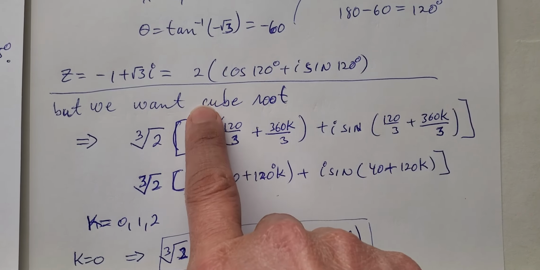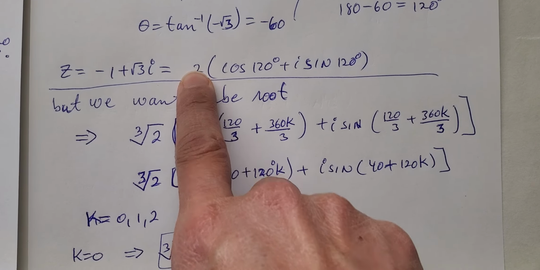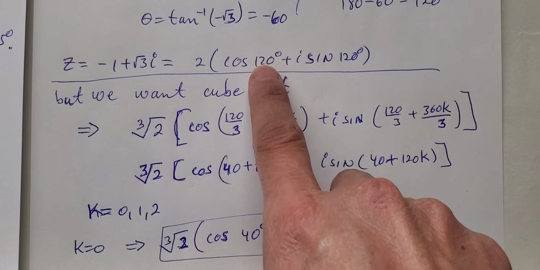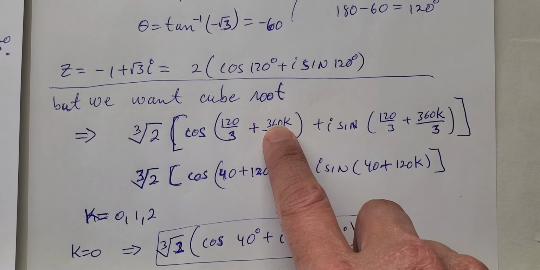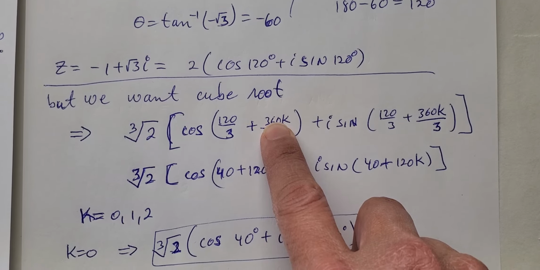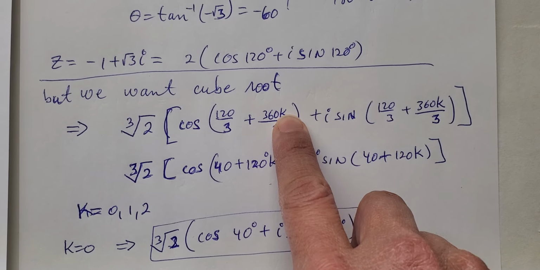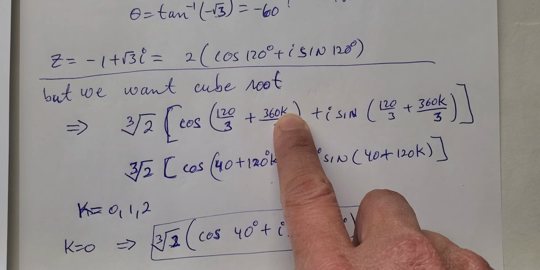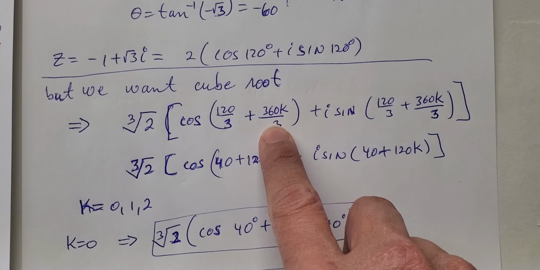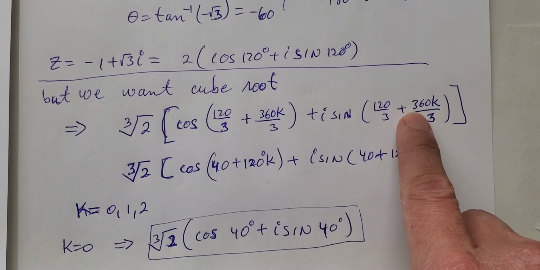Okay. So again, cube root, you cube root the 2, which is the r. Divide 120 by 3. 360, because around the circle is 360. K, how many times you will go around the circle as needed. And then cube root, divide by 3. Do the same thing with sine.